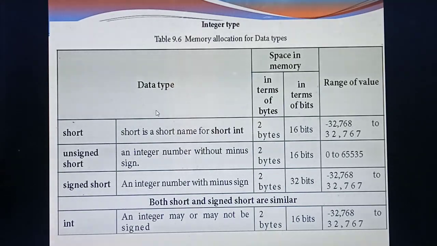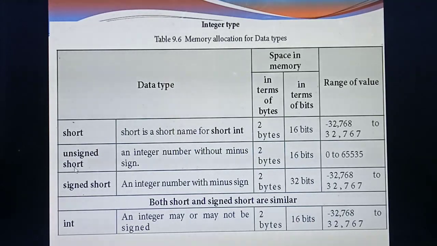First, for the integer data type, what are the modifiers? Just read it. The first modifier is short. Short means nothing but normally int. Normally the integer data type we call a short. Short is a short name for short int. So what's the storage capacity for int? 2 bytes, same. 2 bytes means 16 bits.